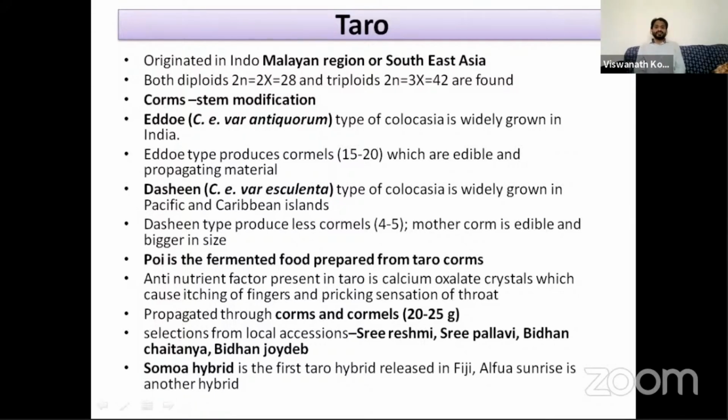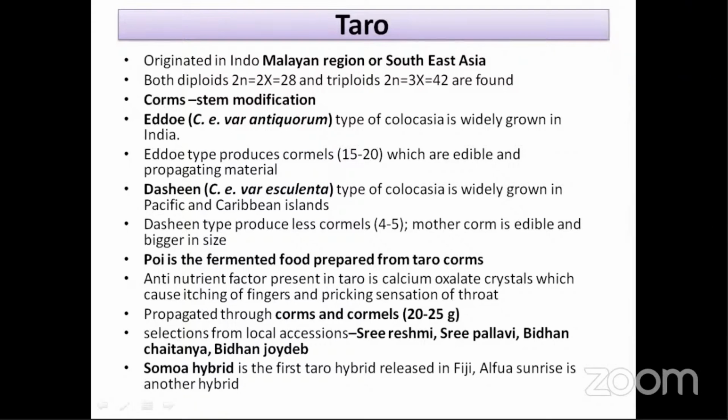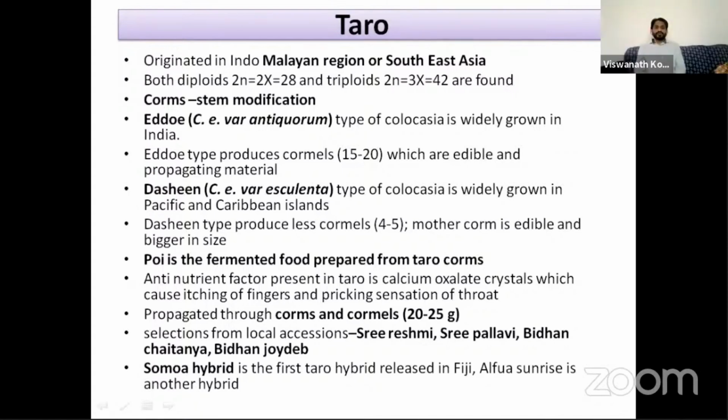Whereas in the Dasheen type, there is a big mother corm with only a few, 4 to 5, cormels. So this is the difference between the Eddoe type and the Dasheen type. In the Eddoe type, there is no mother corm. It produces 15 to 20 cormels. Whereas in the Dasheen type, the mother corm will be there with a few cormels, 4 to 5. The Eddoe type is generally grown in India, whereas the Dasheen type is popular in the Pacific and Caribbean islands.